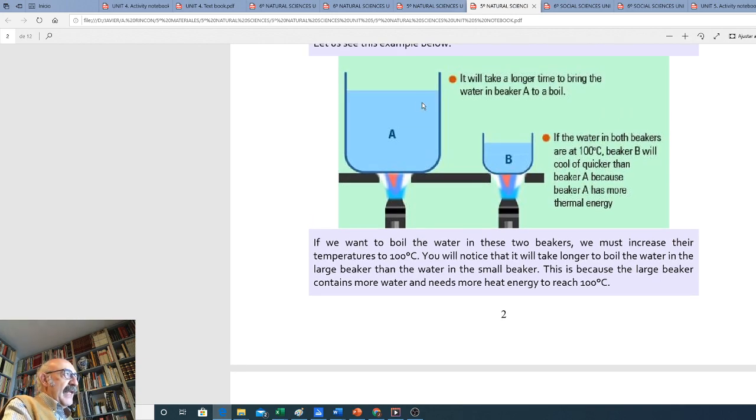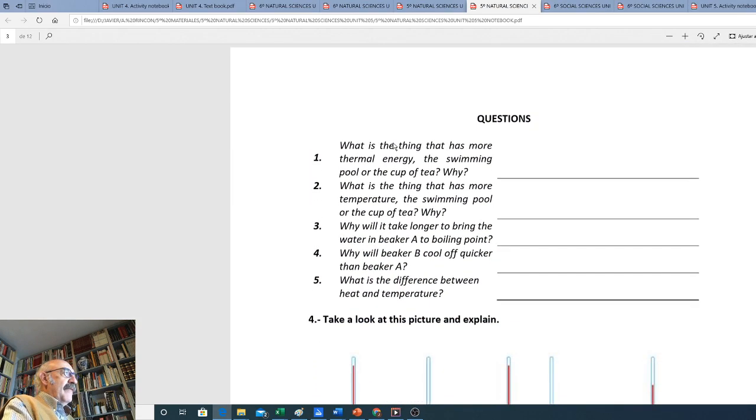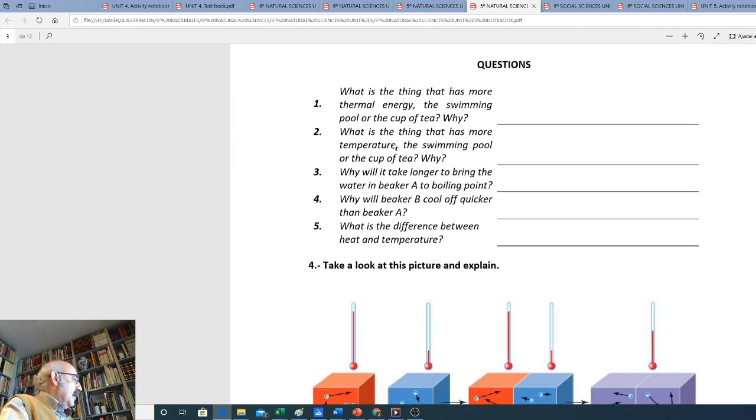So this is the explanation. More mass of water, more thermal energy. Less mass of water, less thermal energy. Less thermal energy, but it can increase the temperature faster than in beaker A. And here you have some questions, and I like you to take part in the chat.